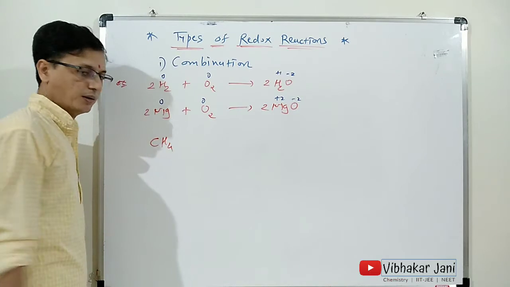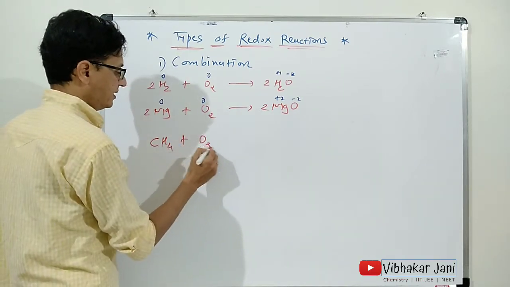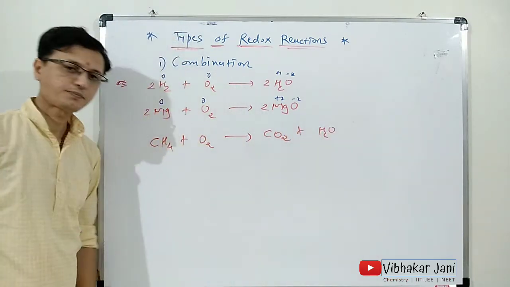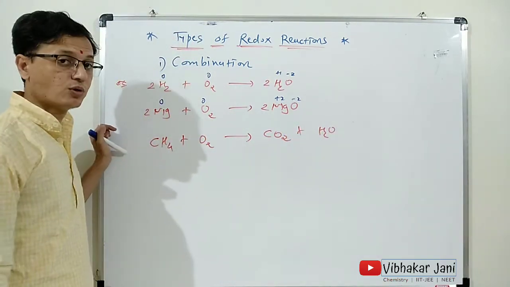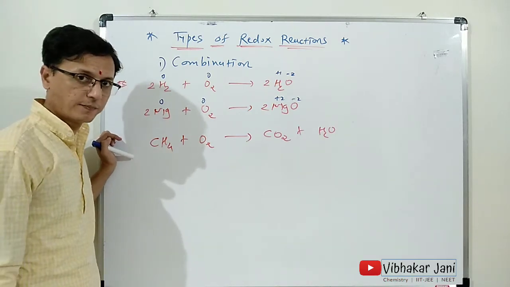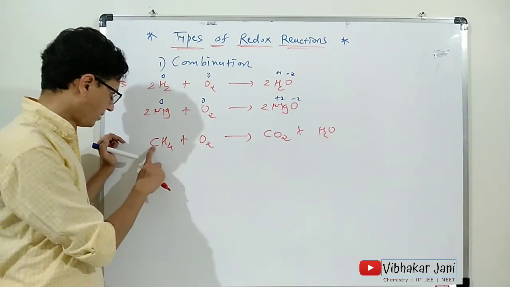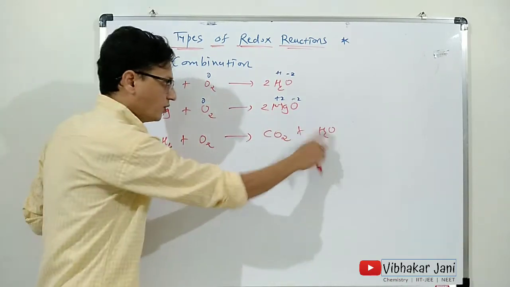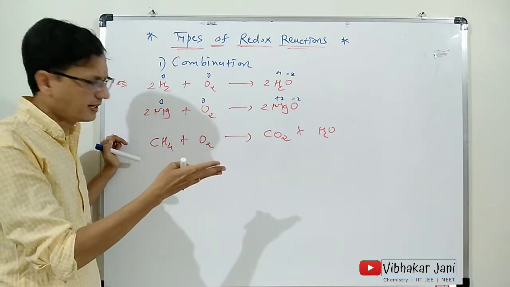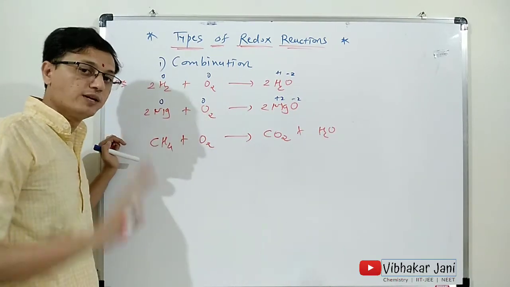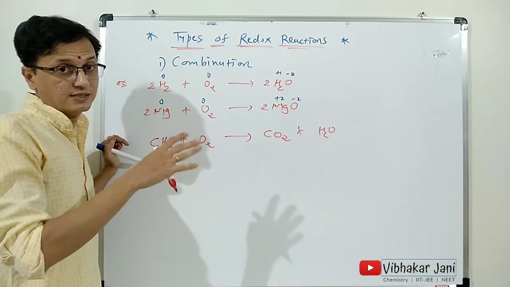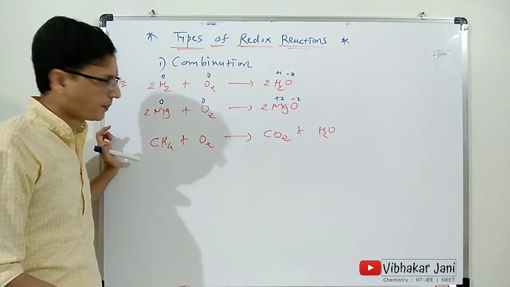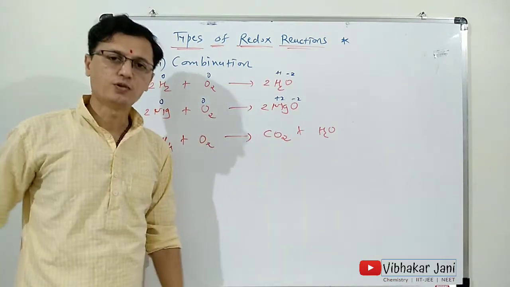Suppose we have methane and it reacts with oxygen, it will give us carbon dioxide and water. Now this reaction is also an example of combination reaction. Why? Because here carbon combines with oxygen to form carbon dioxide and hydrogen also combines with oxygen to form water. If you balance this reaction and count the oxidation states, you will come to know that some substances are oxidized and some are reduced. So it is as simple as that. These are three examples of combination.